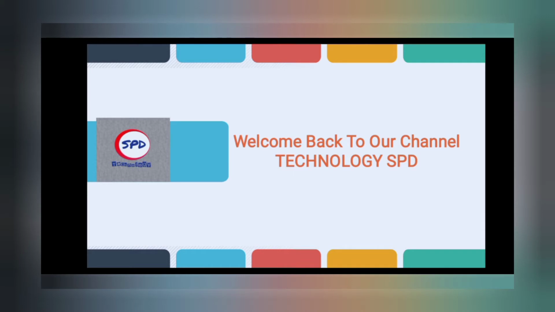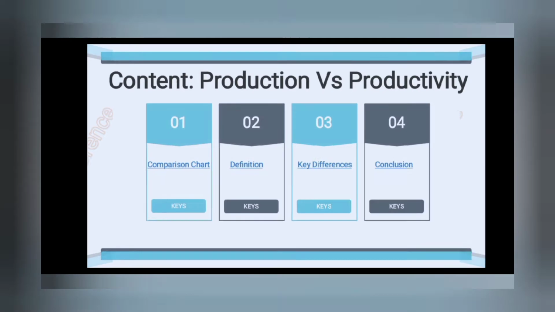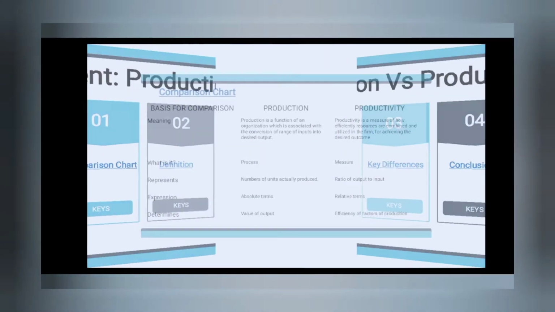Our today's episode is production versus productivity. Here we go. Production and productivity, main differences between those two. So this is our first slide. Contents, production versus productivity. Our first is comparison chart, second one is definition, third one is key differences, and the last, fourth one is overall conclusions between production and productivity.